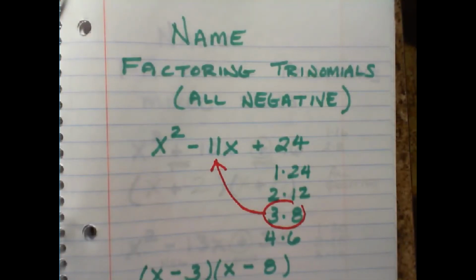Hey, this is Mr. Barr, and this is factoring trinomials, all negative. Let's start with your name at the top, please, and the title, which is factoring trinomials all negative. Now, yesterday when we were factoring things, and you don't have to put this in the notes, this is just me drawing on the screen, everything was positive.